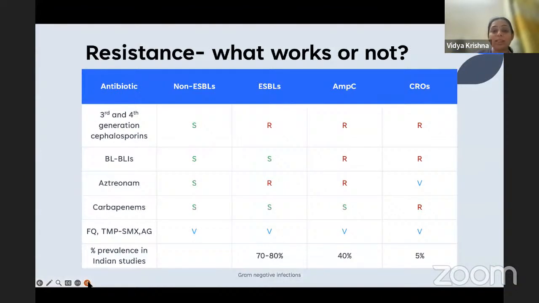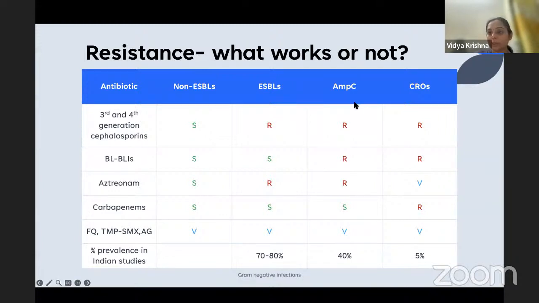So when you're talking about an enzyme-mediated mechanism, it's sort of easy to say what drugs will work and what will not work. So if you look into the common ones, which is the ESBL, that is the extended spectrum beta-lactamase, you expect them to be resistant universally to third and fourth generation cephalosporins. Most of the times they are sensitive to beta-lactamase inhibitors. They are resistant to aztreonam, and they are 100% sensitive to carbapenems, which are the drug of choice. And the fluoroquinolones, Cotrim and all that are variably sensitive. So on average, if you look into Indian data, 70 to 80% of your isolates will be ESBLs.